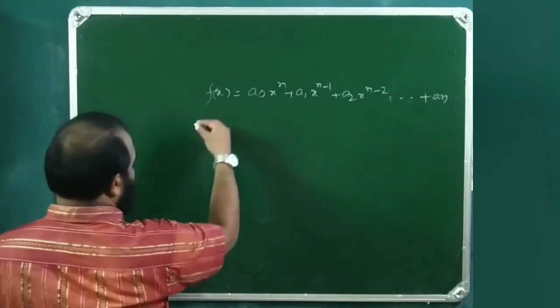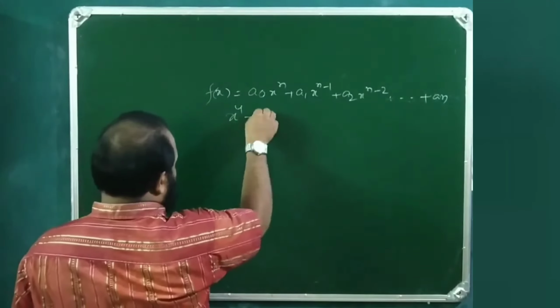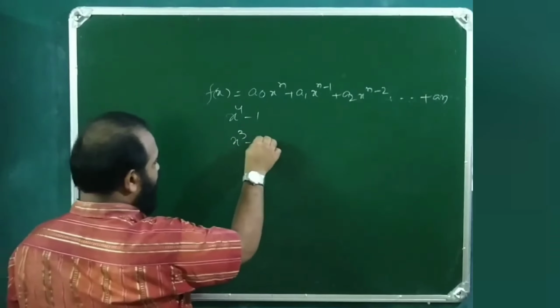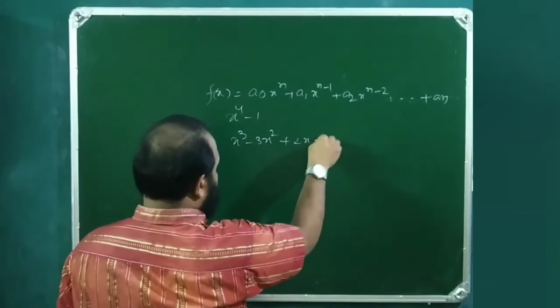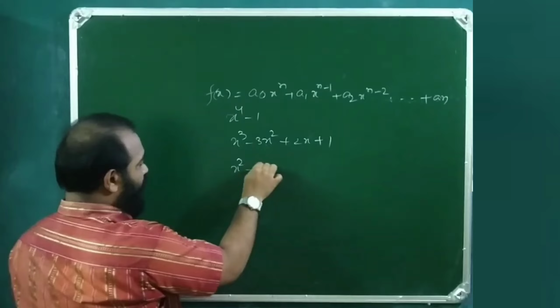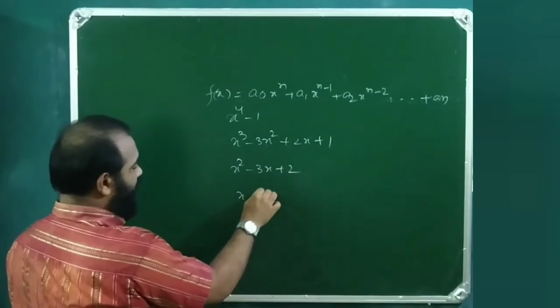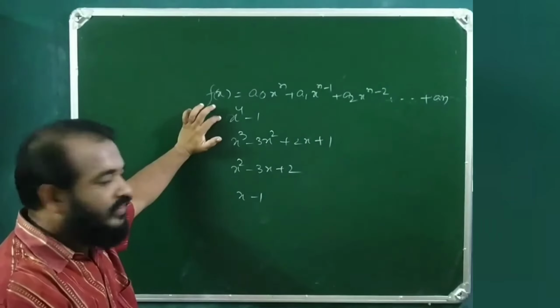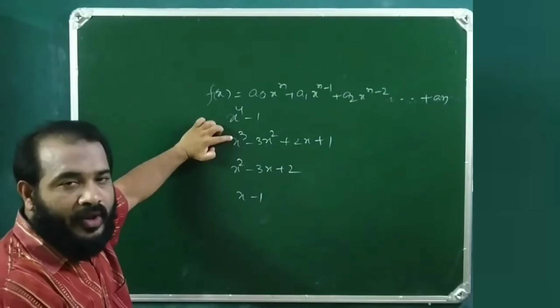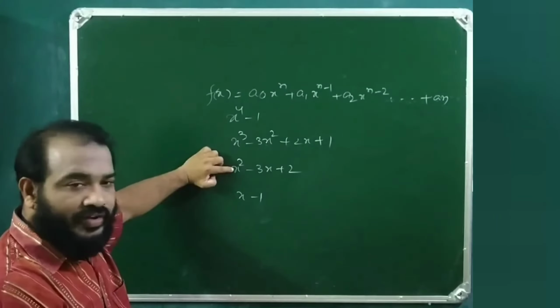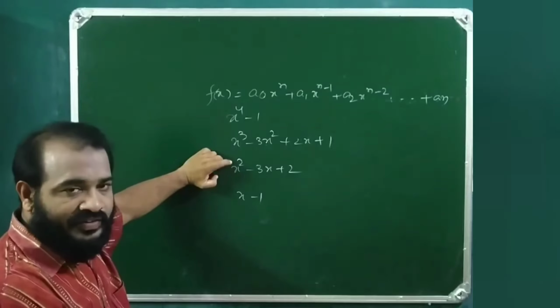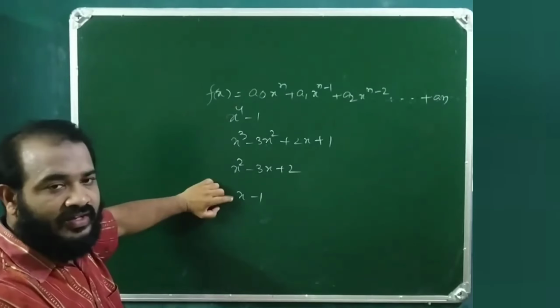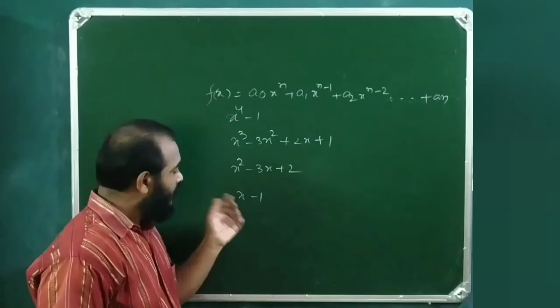So the examples are x power 4 minus 1, x cube minus 3x square plus 2x plus 1, x square minus 3x plus 2, x minus 1, etc. This is the biquadratic polynomial with the degree 4. This is the cubic polynomial with the degree 3. And this is the quadratic polynomial with the degree 2. And this is the linear polynomial.